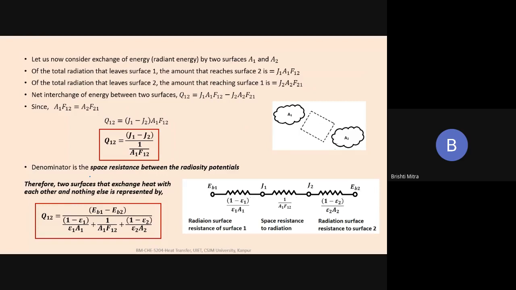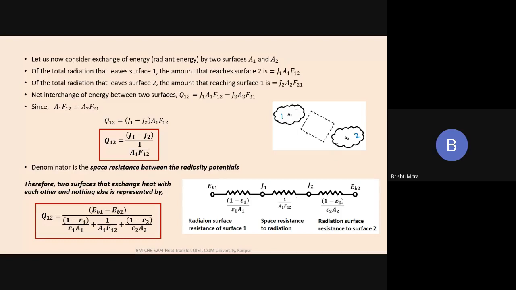When we are talking about the exchange between two bodies, say body 1 and body 2, the first body, as you notice, I have made into an erratic shape. That means it is neither a circle nor a sphere. It is just any shaped body. The first body has an area of A1. The second body has an area of A2.